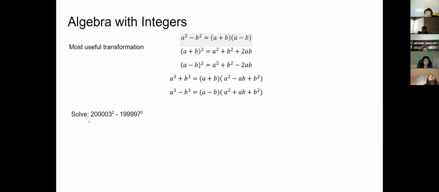All right, for example, we're gonna solve this. Why don't you all start doing this? Should be done within 30 seconds. Get it right, okay? I think you know which formula to use, but get it right.